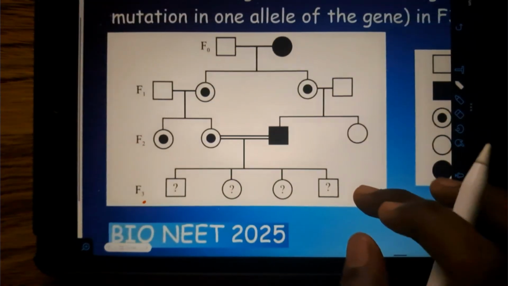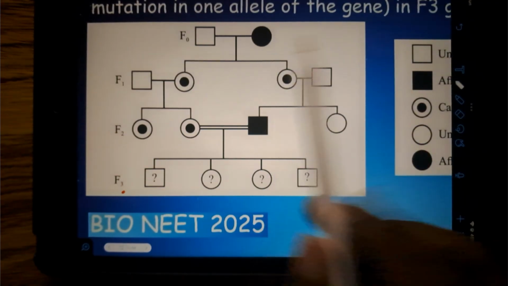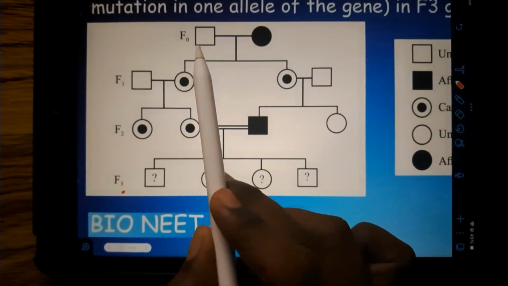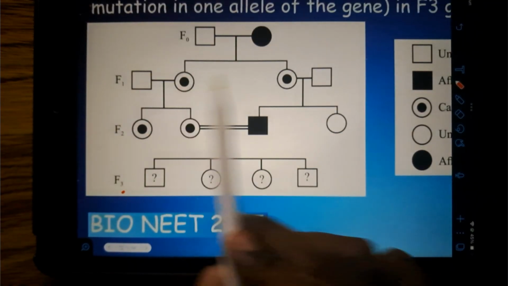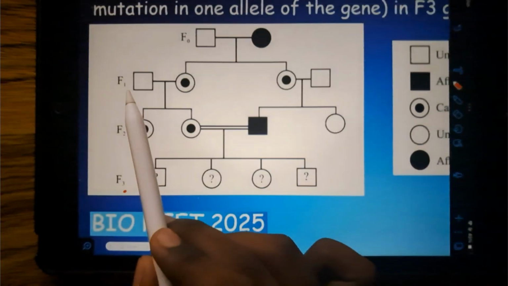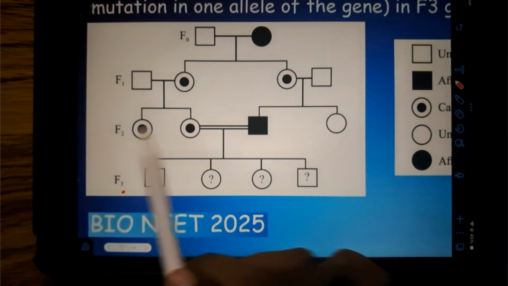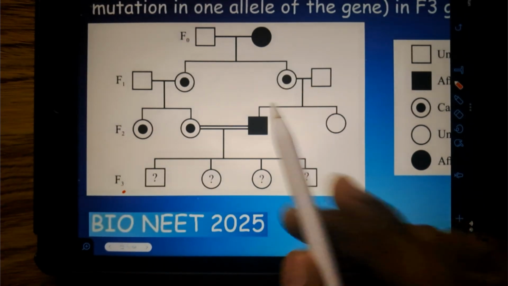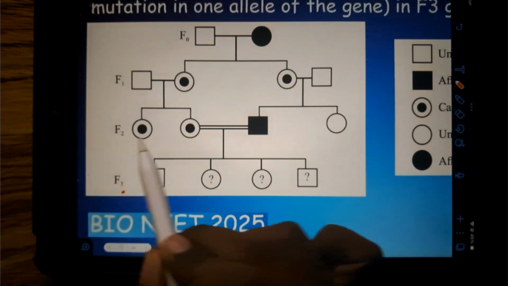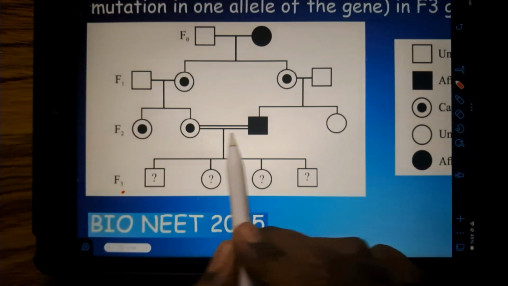Okay, now see the pedigree analysis. In the first generation, it is obvious that the affected female mates with an unaffected male and produces two carrier daughters, and these carriers again mate with an unaffected male. One daughter produces two carrier females, and one daughter produces one affected son. Now again in the F3 generation, the mating is between relatives. These two lines indicate the mating between relatives.